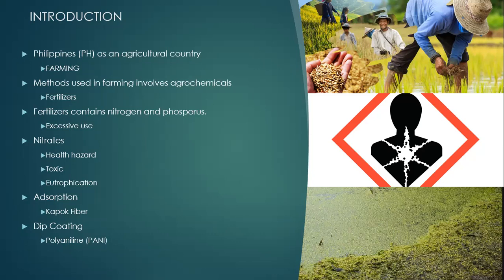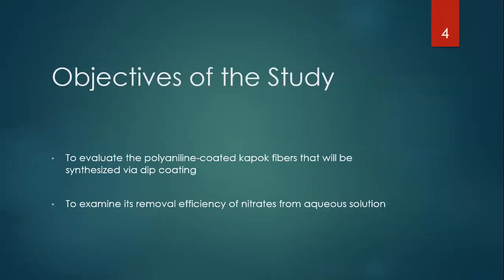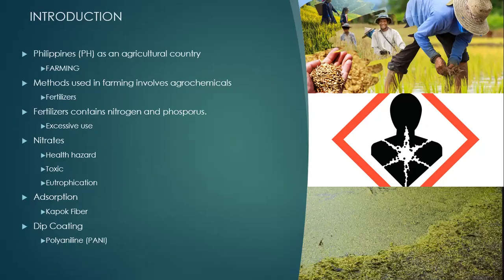So, i-introduce nyo na dito yung kapok fiber. So, pag naglagay kayo ng adsorption, kapok fiber, picture ng kapok fiber na yung raw kapok fiber. So, sa second slide ninyo, may picture kayo ng raw kapok fiber. Tapos, magkaroon na rin kayo ng molecular structure ng polyaniline. So, ilagay nyo na rin polyaniline, at yung definition ni polyaniline.